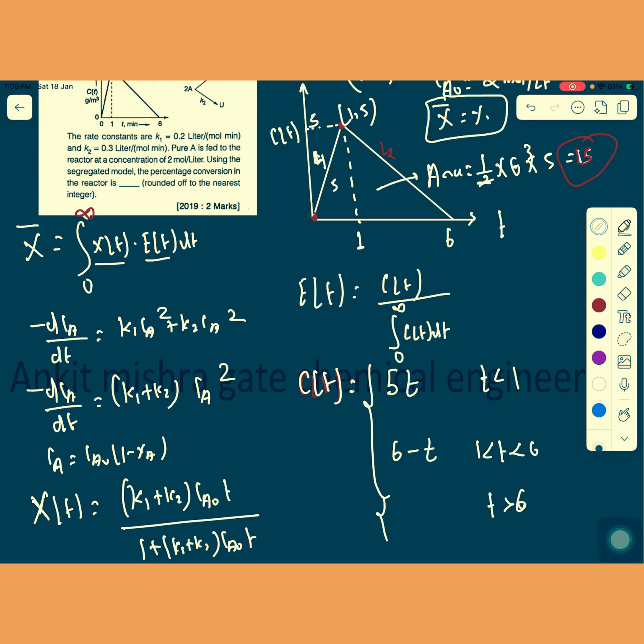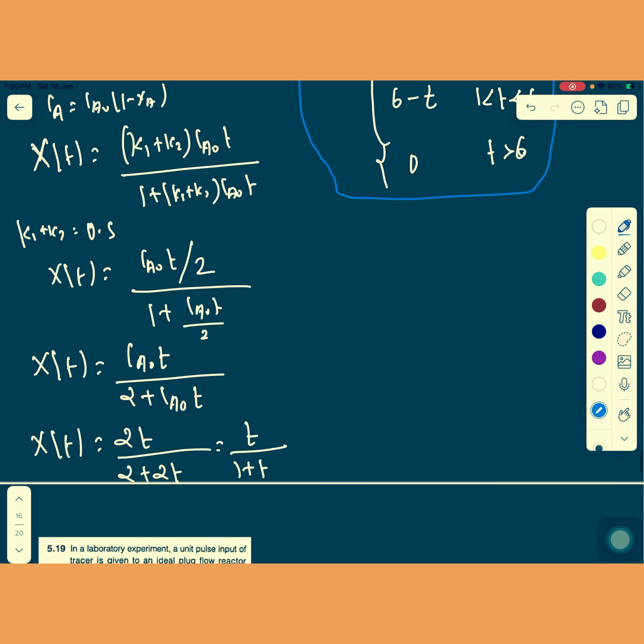Yeah, 6 minus t. Okay, when t, and here it is 0. So you have calculated the equation of this line. This line's equation is very, very important. After doing these things, now we can directly substitute this value over here.